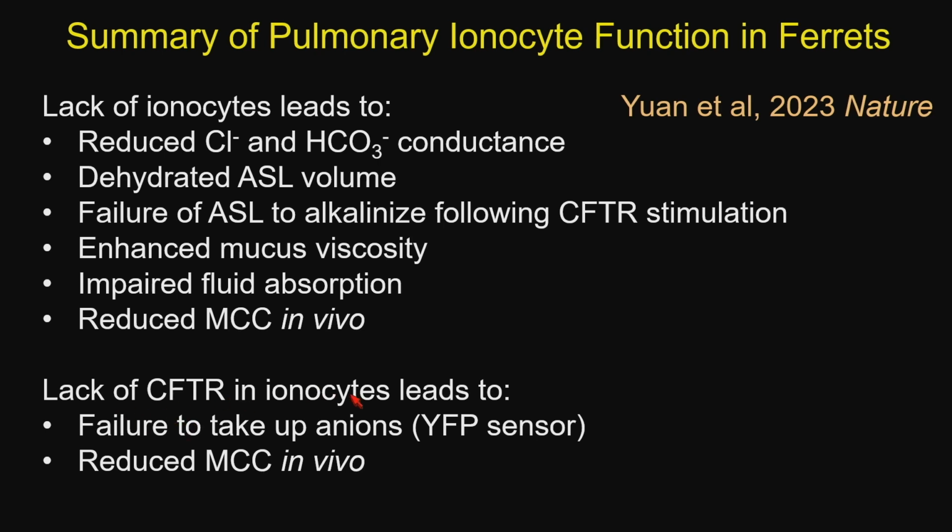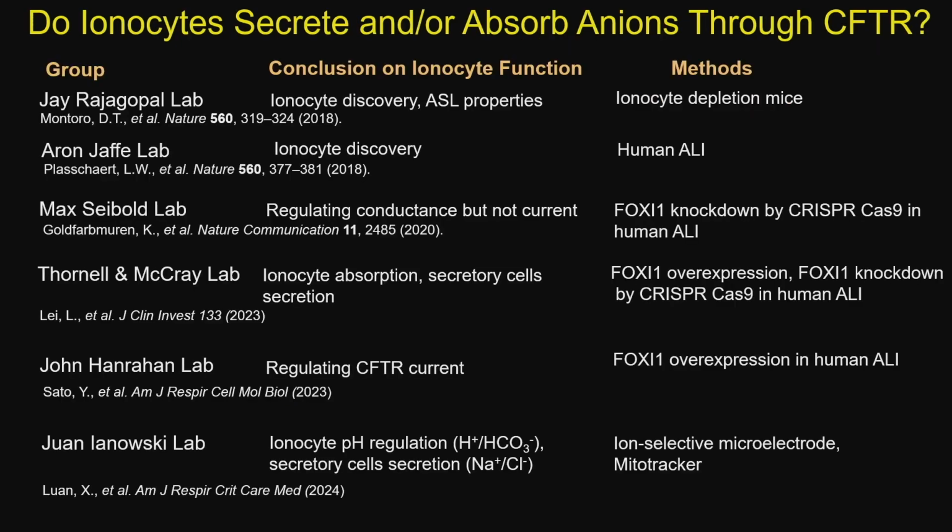So the lack of CFTR and ionocytes also leads to failure to take up anions directly into ionocytes. I'm not showing this, but it was in the Nature paper, using an anion sensor from Alan Berkman. And if you take CFTR out of ionocytes, you also have reduced MCC.